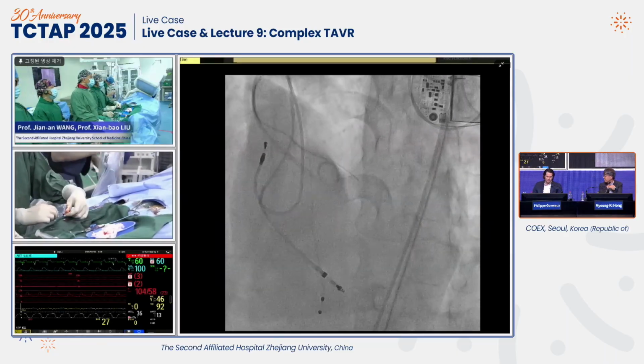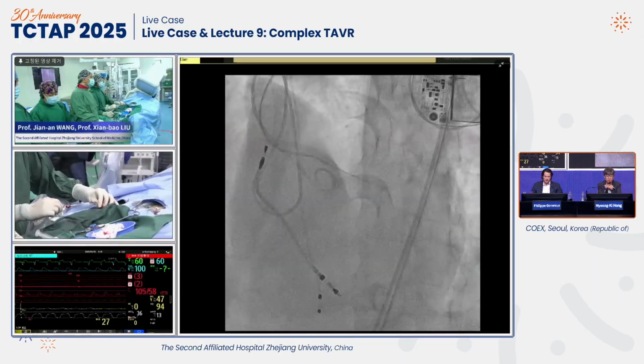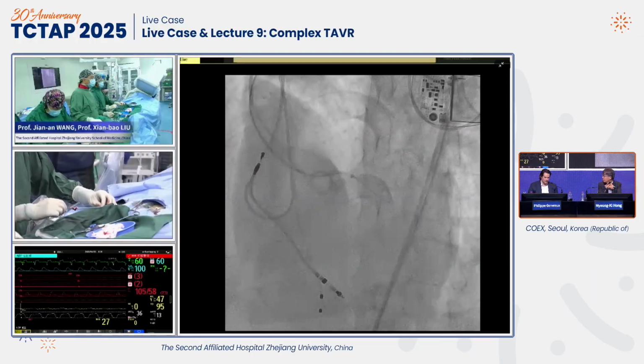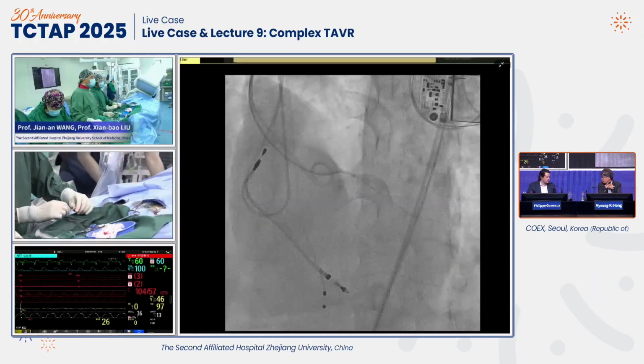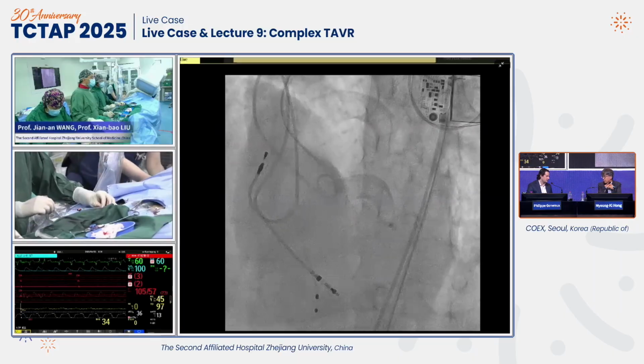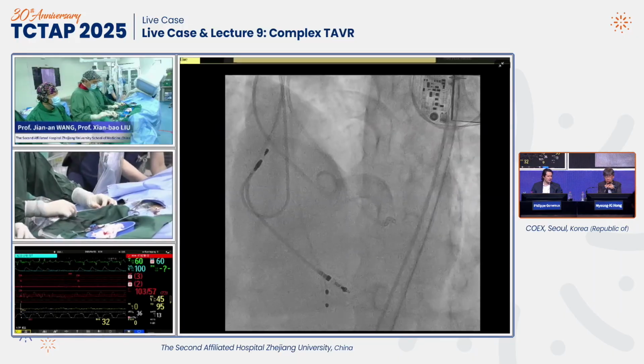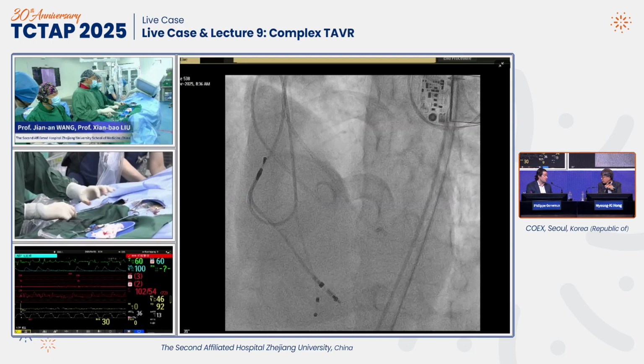I would say that in the U.S., so Philippe Genereux here from the United States, and probably in Canada, the first thing we'll do is have surgery. Bicuspid is not very friendly for TAVR. Aorta, if the patient is small, might be changed as well.